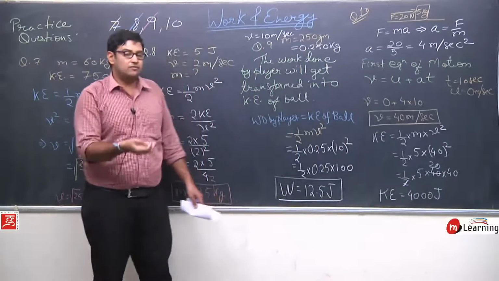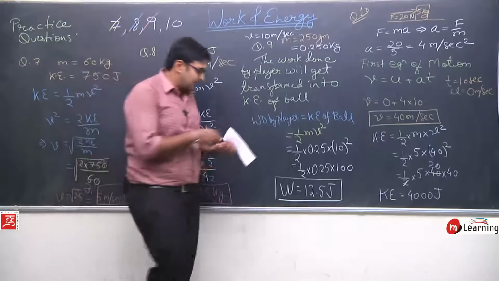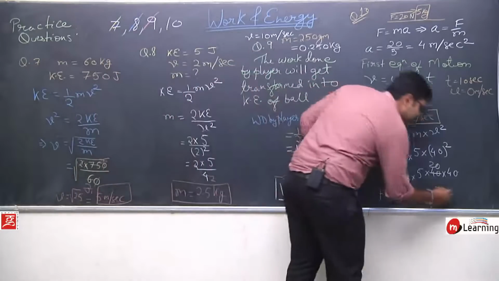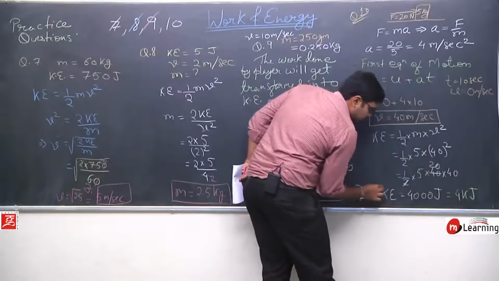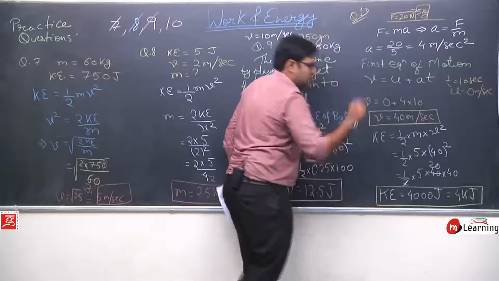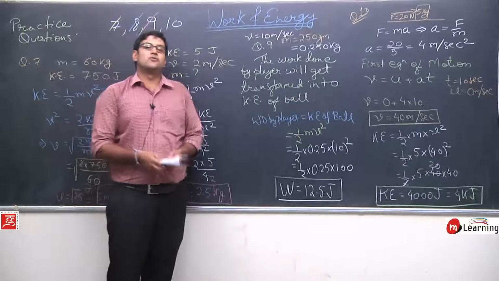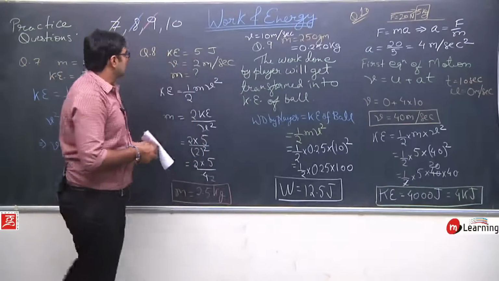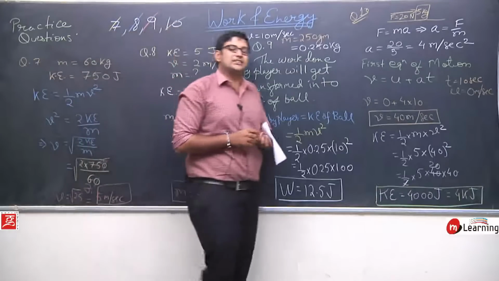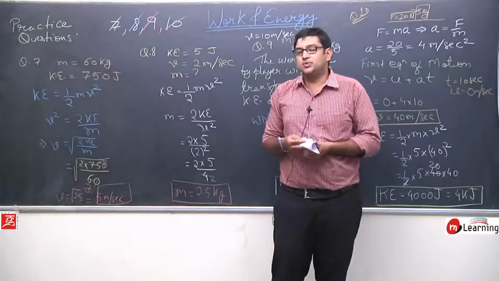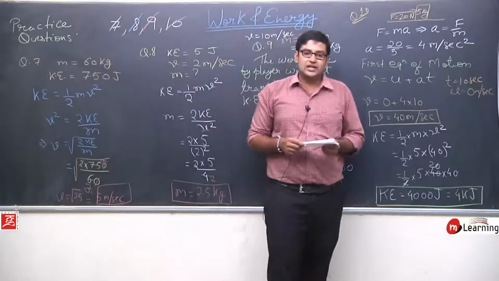Now you also know that 1 kilojoule is equal to 1000 joules. So I can write this same kinetic energy in the form of kilojoules, that is 4 kilojoules. So the kinetic energy of the body comes out to be 4000 joules or 4 kilojoules. This completes question number 10. These are some very interesting questions based on the concept of kinetic energy. Now you can note this and then we will continue with the potential energy.